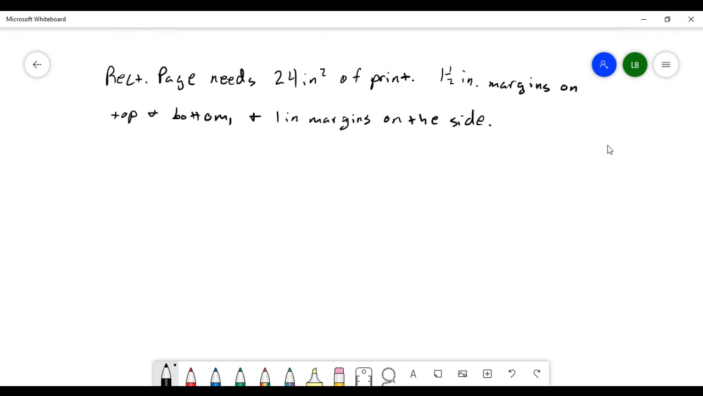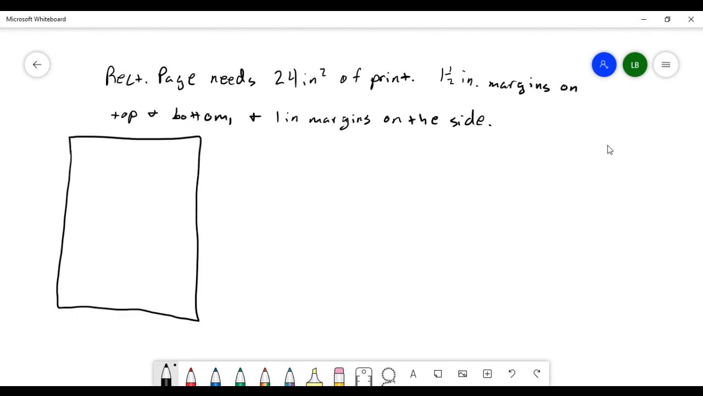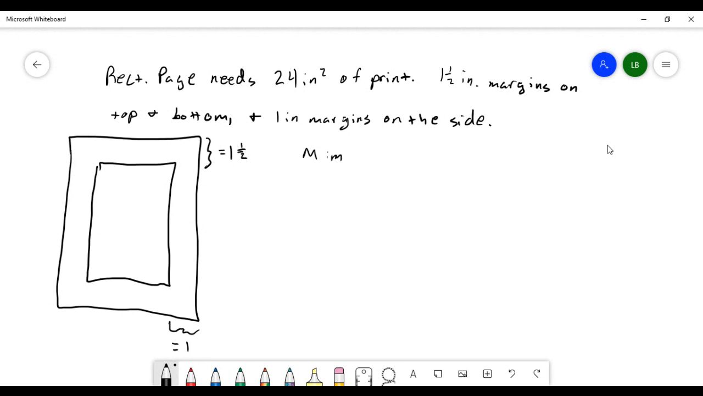So a page has print in the middle, then this top margin is equal to 1 and 1/2, and the side margins are equal to 1 inch. And we want you to minimize the area of the page while still maintaining that it has 24 inches squared of print on it.